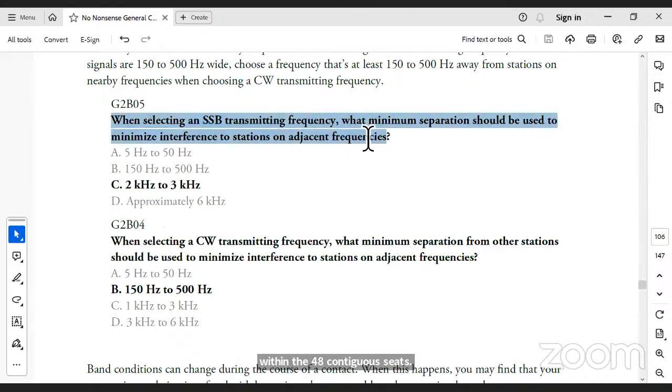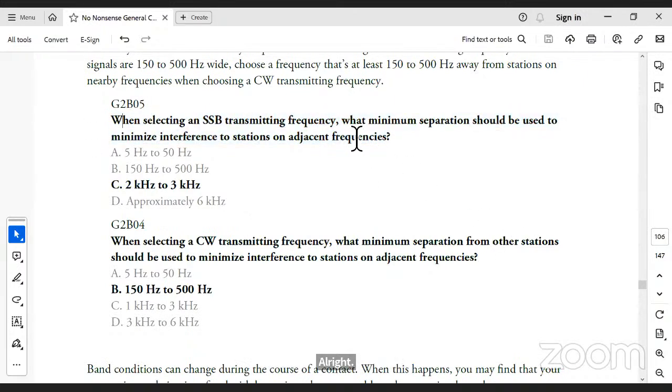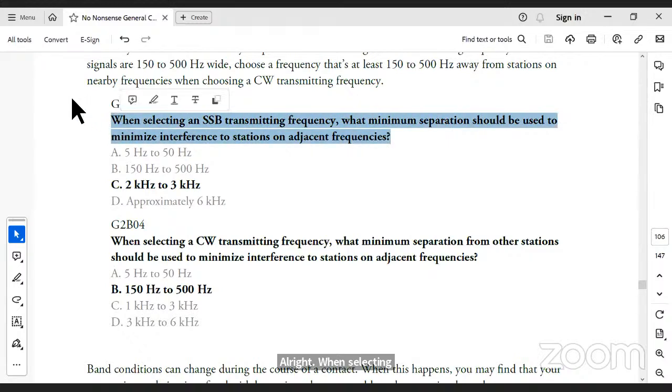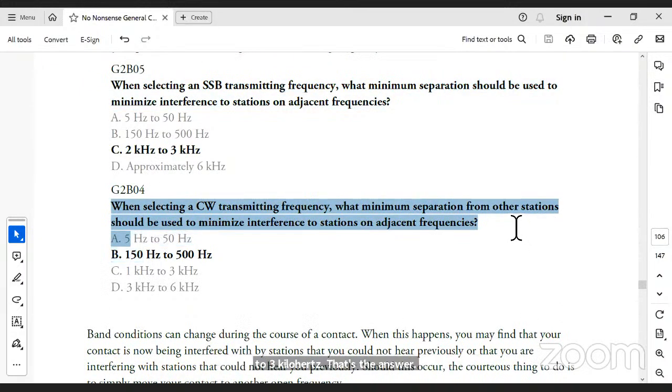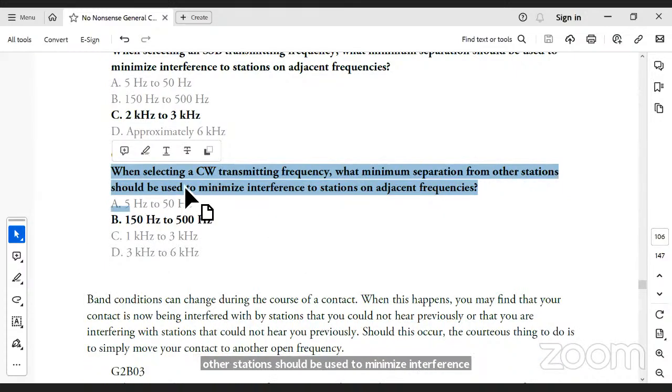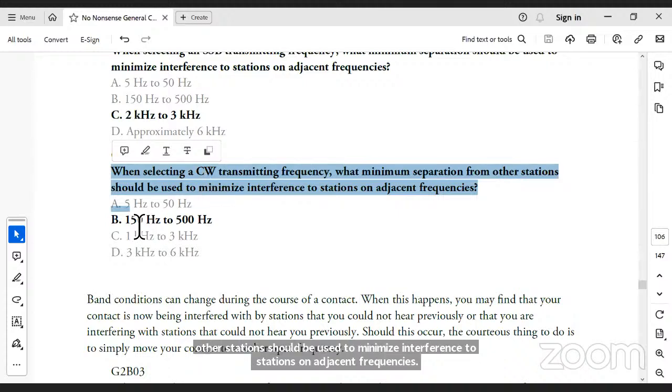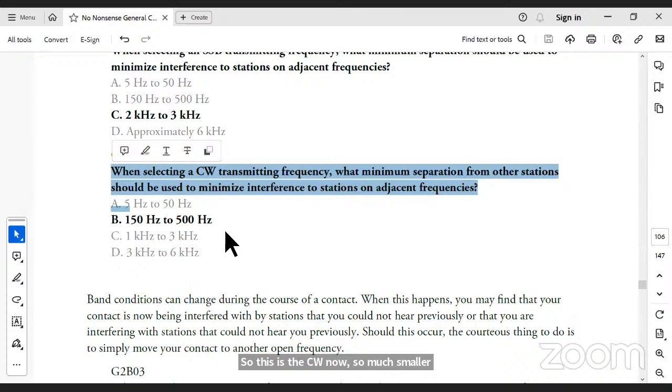All right. When selecting an SSB transmitting frequency, and remember SSB means single sideband, what minimum separation should be used to minimize interference to stations on adjacent frequencies? So we did say we need a minimum separation of between 2 to 3 kilohertz. That's the answer. Similar question, but for CW this time. When selecting a CW transmitting frequency, what minimum separation from other stations should be used to minimize interference to stations on adjacent frequencies? So this is CW now, so much smaller spacing, 150 hertz to 500 hertz.